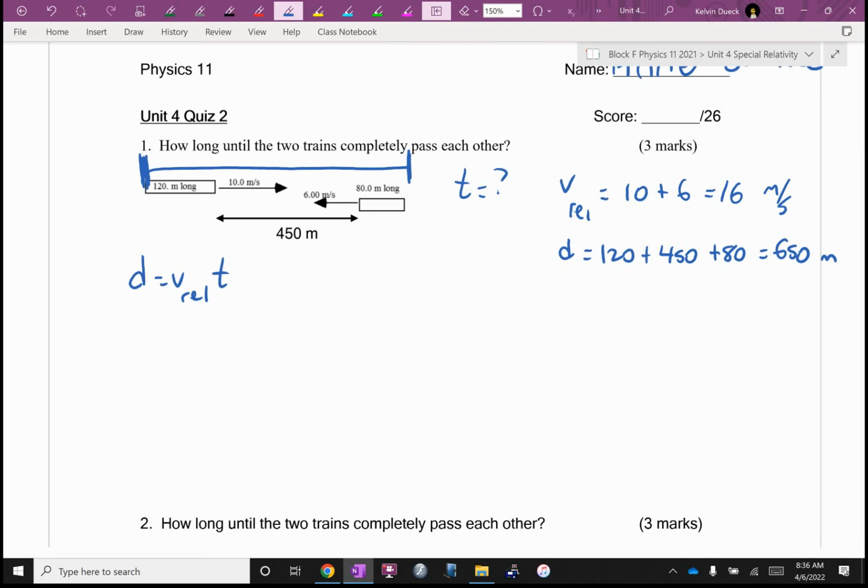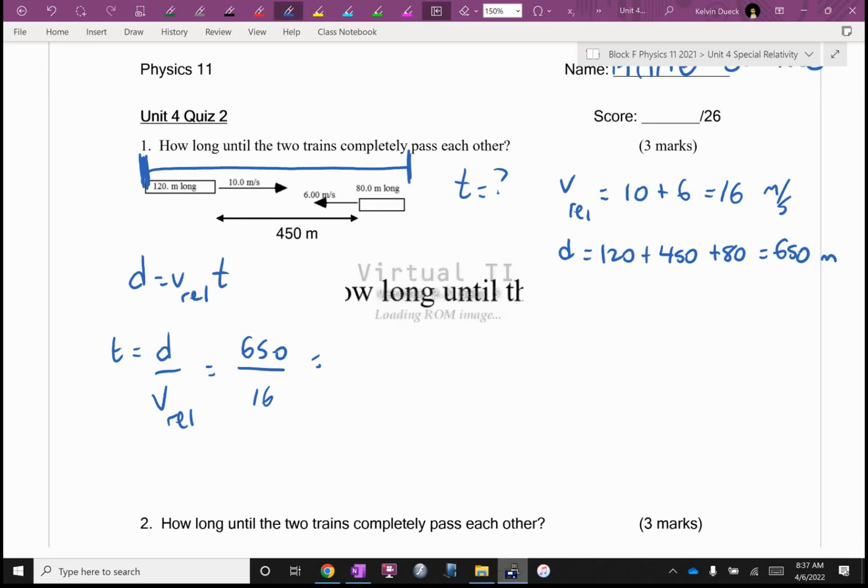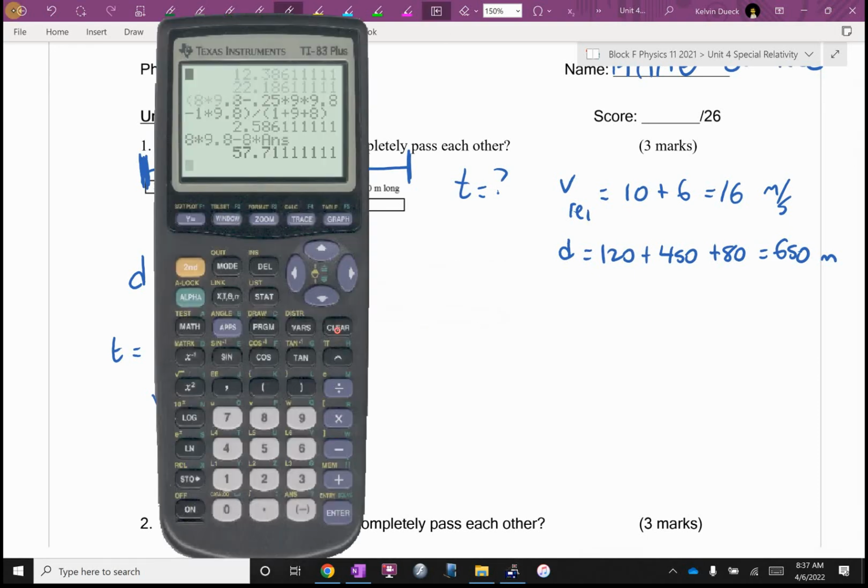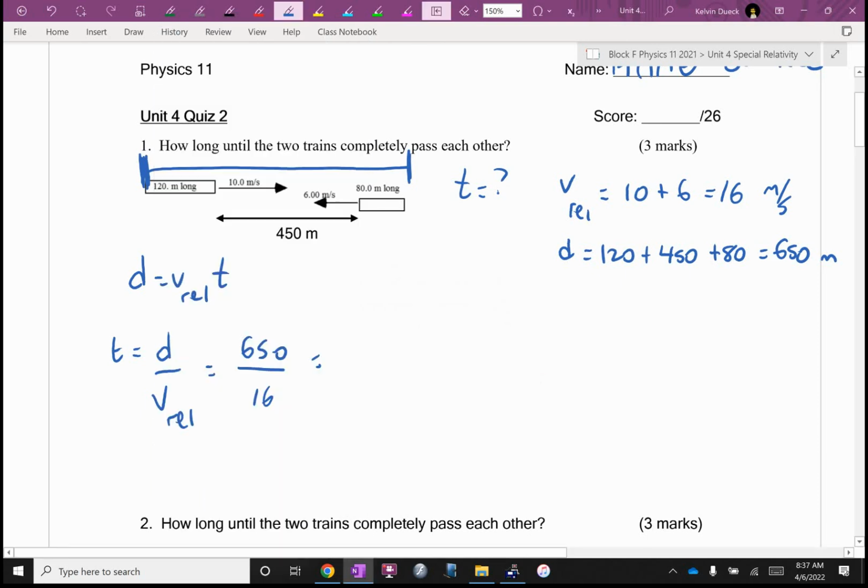Now I'm going to get the T by itself. And again, for a question like this, I would also have no problem asking you to solve for D if I gave you VREL and T, or asking you to find VREL if I gave you D and T. Once you get here, it's all good. T is going to be D over relative speed. It's going to be 650 divided by 16. And I get 40.6 seconds.